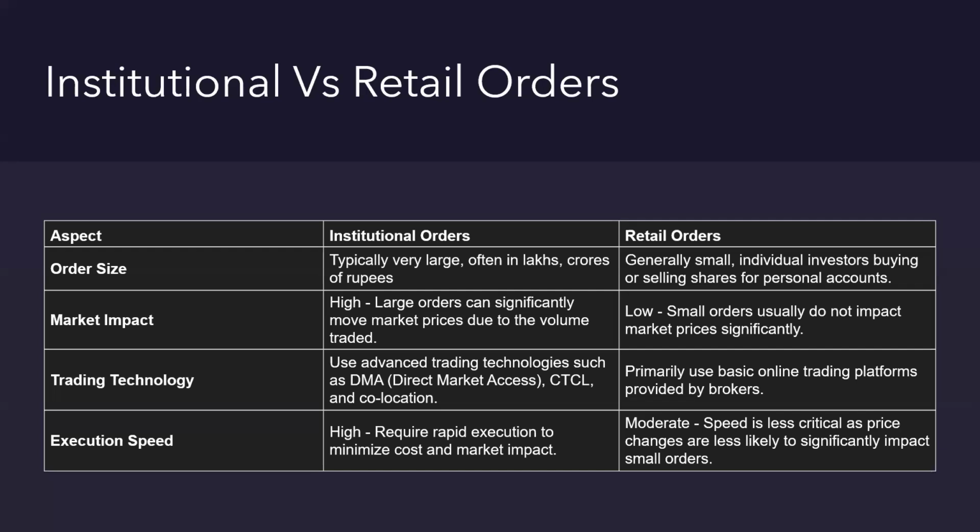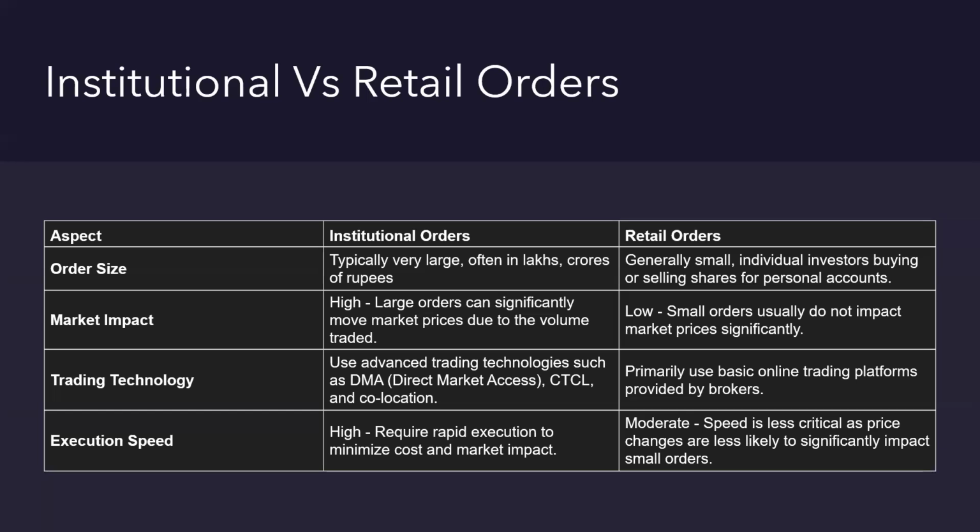Since their order size is typically very high, they cannot send a single order like how we retail traders do. Let's say I want to buy 5 lots of Nifty. I'll open my trading terminal, punch 5 lots of Nifty and transmit my order. That's it. I'll click one button and the order will get submitted. But institutions cannot operate the same way.